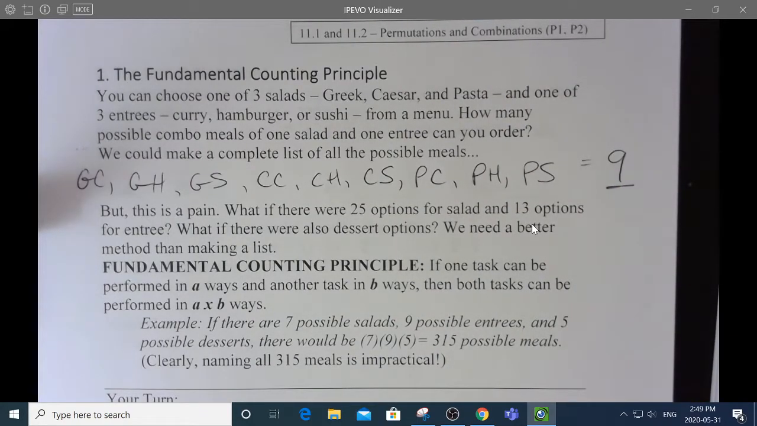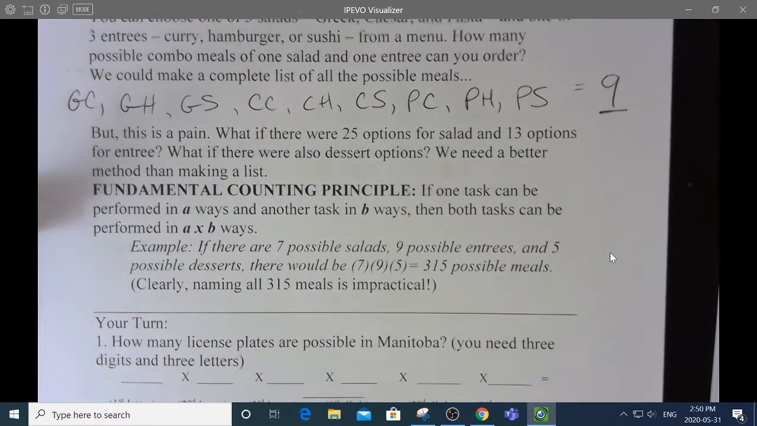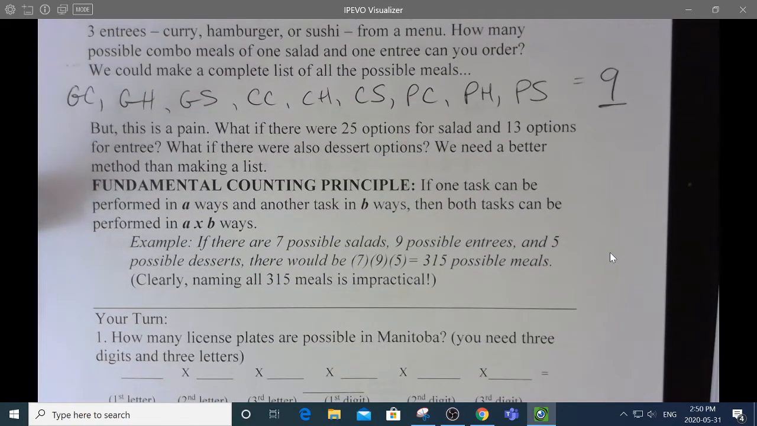But this is a pain. What if there was 25 options for a salad and 13 options for an entree? What if there was also dessert options? We need a better method than making a list, and that's where we come across what's called the fundamental counting principle. If one task can be performed in A ways and another task in B ways, then both tasks can be performed in A times B ways.